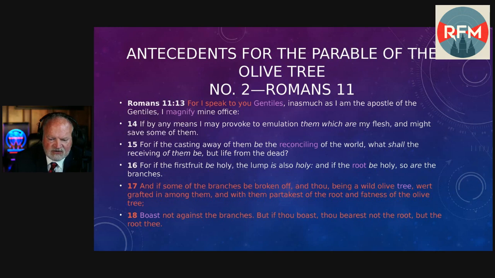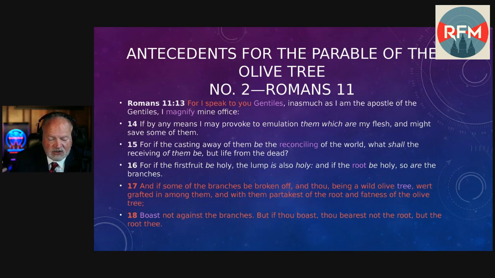And if some of the branches be broken off, and thou, talking to the Gentiles, remember, and thou being a wild olive tree. So the Gentiles are a wild olive tree. And if thou, being a wild olive tree, wert grafted in among them, whoa, he's talking about grafting. Sound like Jacob 5, anybody? Were grafted in among them, and with them partakest of the root and fatness of the olive tree, boast not against the branches. But if thou boast, thou bearest not the root, but the root thee.